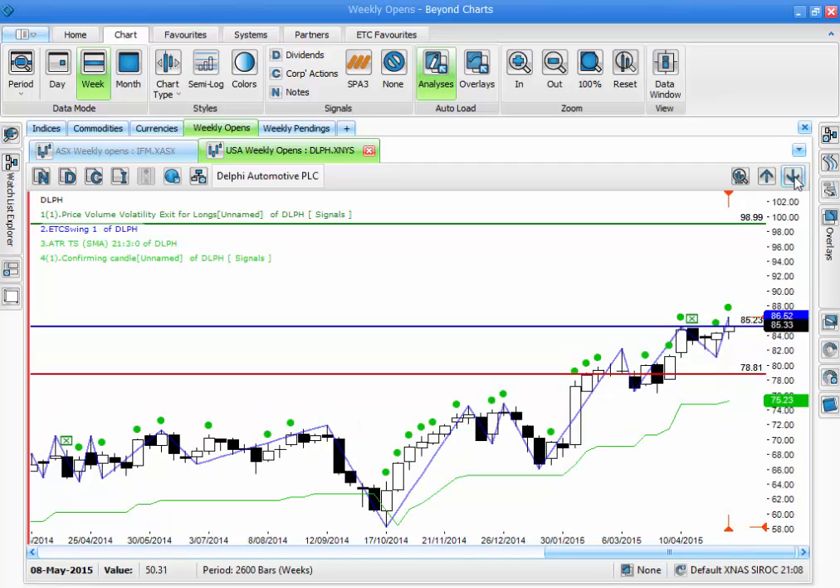Another one that triggered was Delphi Automotive. Triggering the entry price there we had was 85.23. So triggering there, again bullish candle through here with the little green dot above. Our initial stop down here at 78.81. Again, just being patient, waiting for that trailing stop line to come up, hit our initial stop. When it does, we will then be moving our protective stop in alignment with the trailing ATR, hoping to get one of those trades that takes us for a very nice ride.